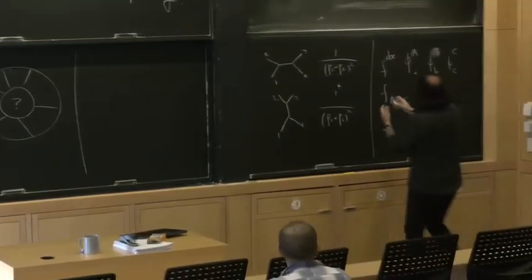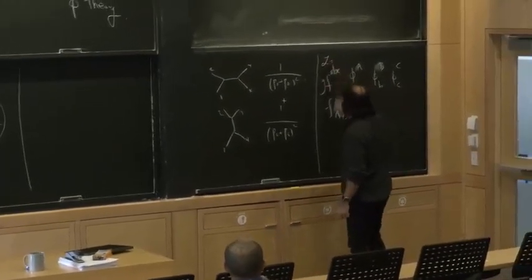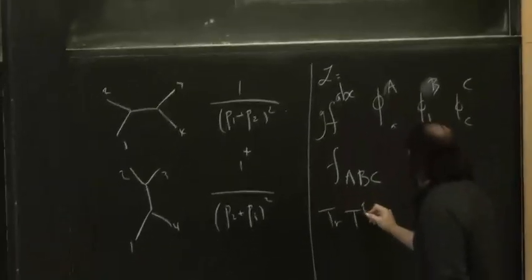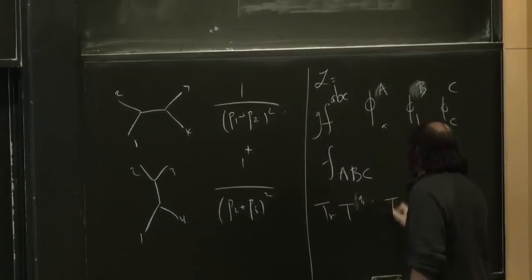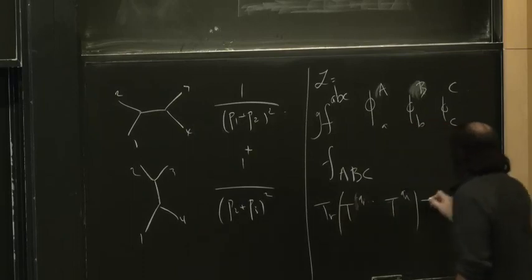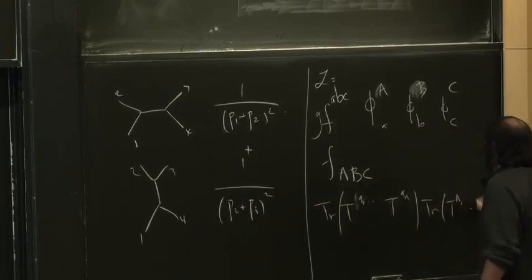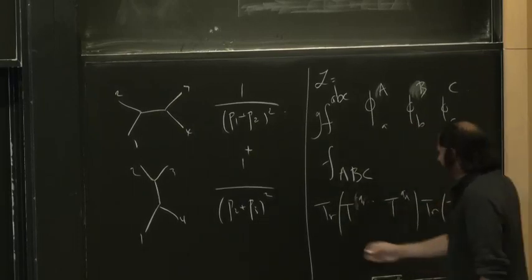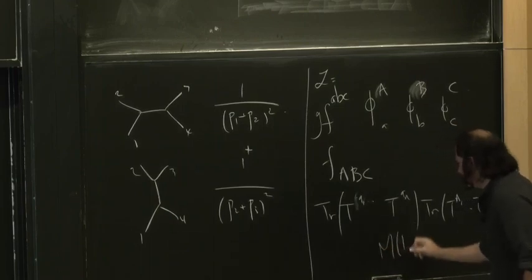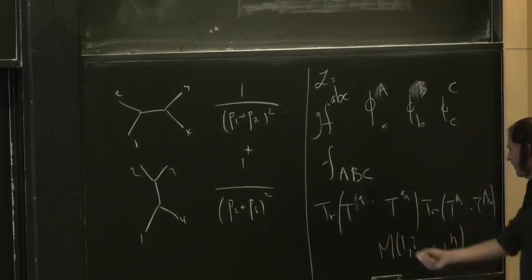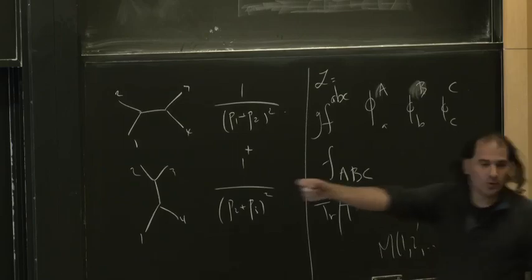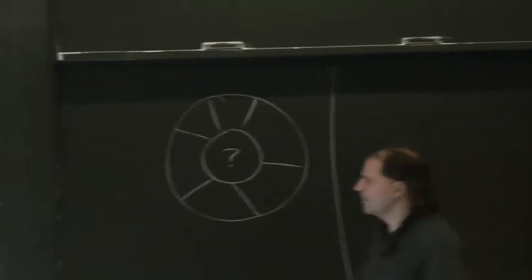But anyway, this is the Lagrangian that we're talking about. And we're dealing with trace T^{A1}...T^{AN}, trace T^{A1} through T^{AN}. That component of it is multiplied by some amplitude M_{12...N} that has a cyclic symmetry, and that's the one that we're talking about here. Okay?